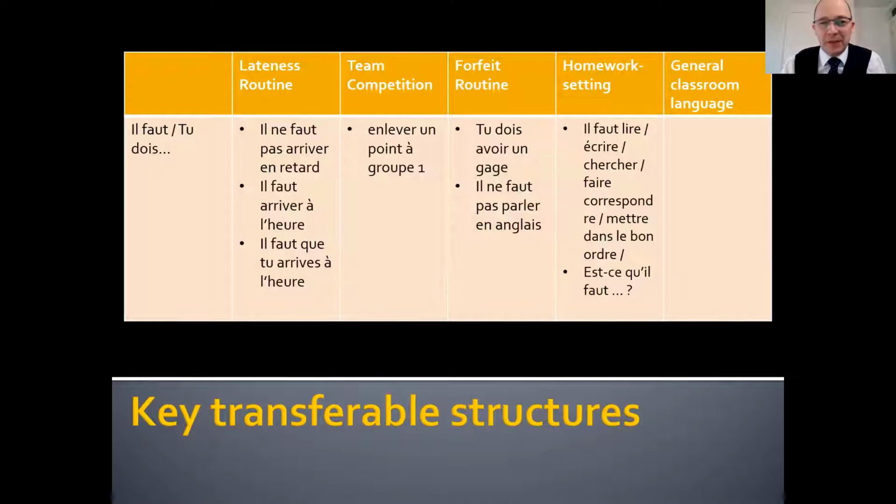So, forfeit routine. "Tu as parlé en anglais. Tu dois avoir un gage" is the first, sorry, that's the second step. The first step is "tu as parlé en anglais, ne parle pas en anglais." And then it leads from there on to "tu dois avoir un gage." And a later step, "il ne faut pas parler en anglais. Pourtant, tu as parlé en anglais. Alors, tu dois avoir un gage." Okay. And in the homework setting, "il faut," my instructions, and then the question they will have, both in the homework and in lessons for clarifying instructions. "Est-ce qu'il faut copier ça? Est-ce qu'il faut," and so on.